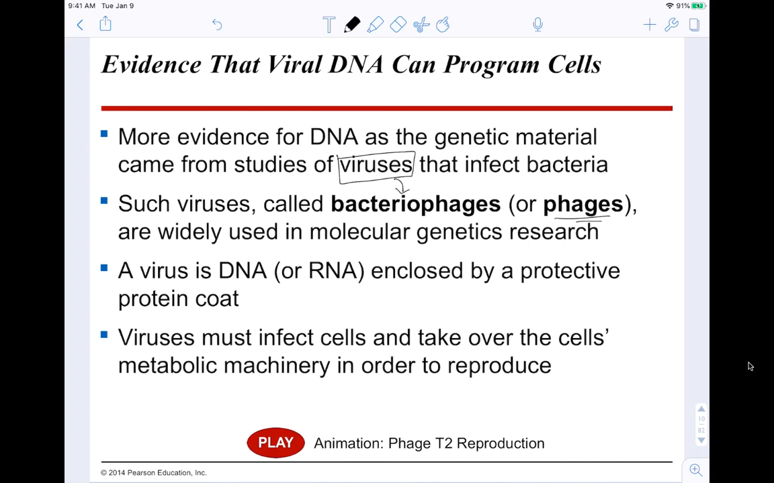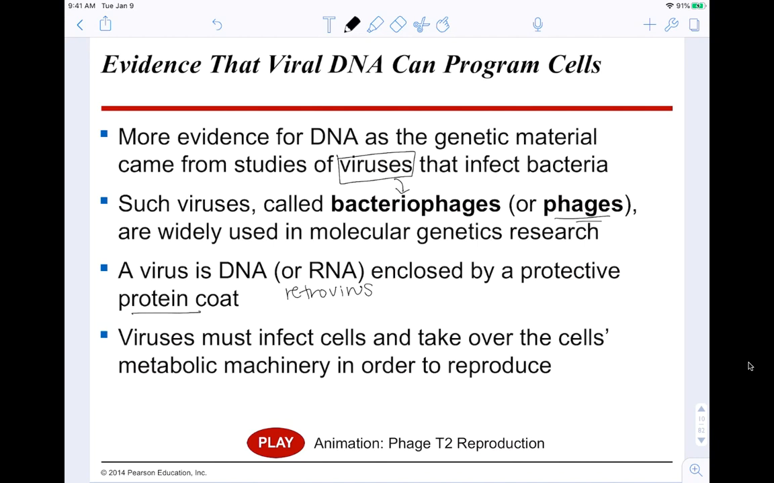A virus is DNA or RNA. If it's RNA, it's called a retrovirus, which you may have heard of. That's what it just, retrovirus is RNA containing virus. So a virus is DNA or RNA, some sort of nucleic acid that's enclosed by a protective protein coat. Do you see what we're doing here?